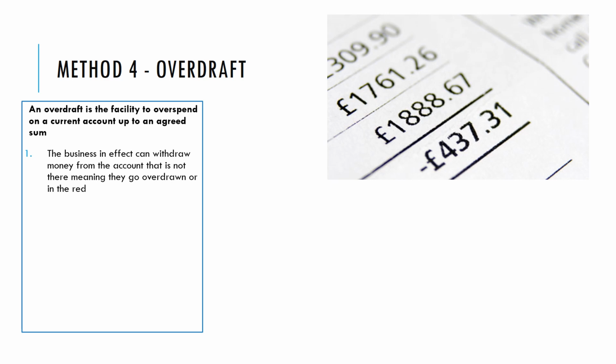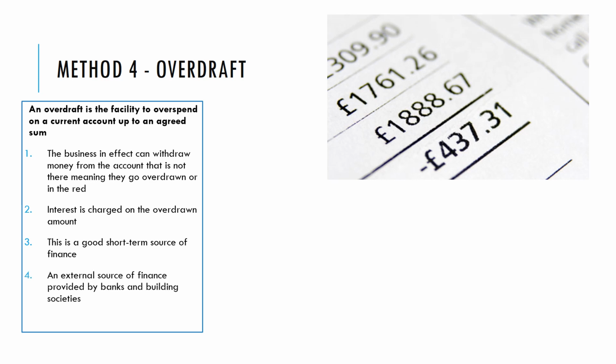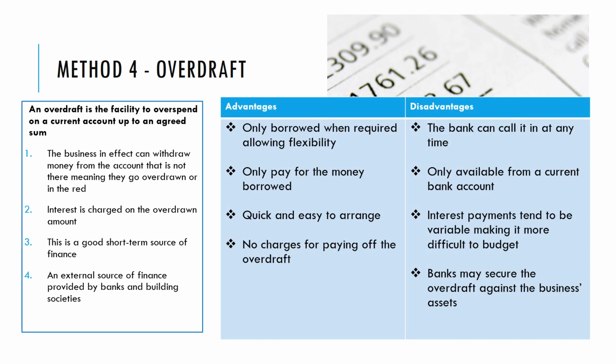So the business in effect can withdraw or spend money from the account that is not there, meaning they go overdrawn. And interest is charged on the amount that they're overdrawn, not the total limit. So it's a good short-term source of finance, useful for day-to-day cash flow issues. And it's normally provided by banks or building societies.